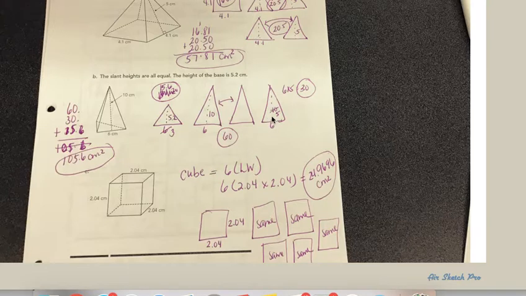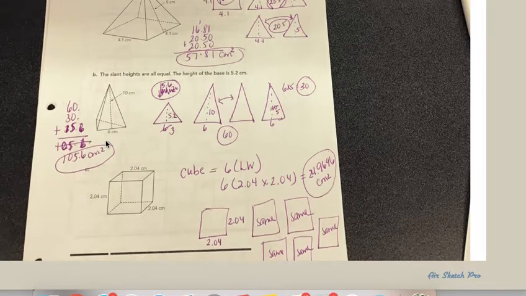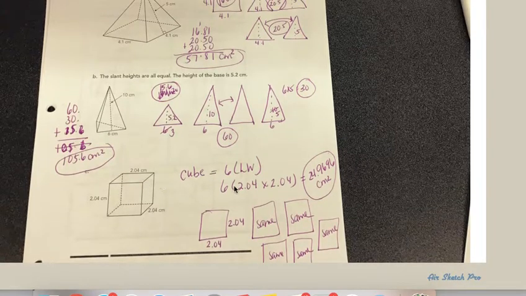This guy had no partner, so I have to cut him in half. So it would be 6 times 5, which is 30. And then I add up all three answers to get 105.6. Oh, we have a cube here. So I just have to find the area of one of the faces and multiply it by 6. And this is that answer.